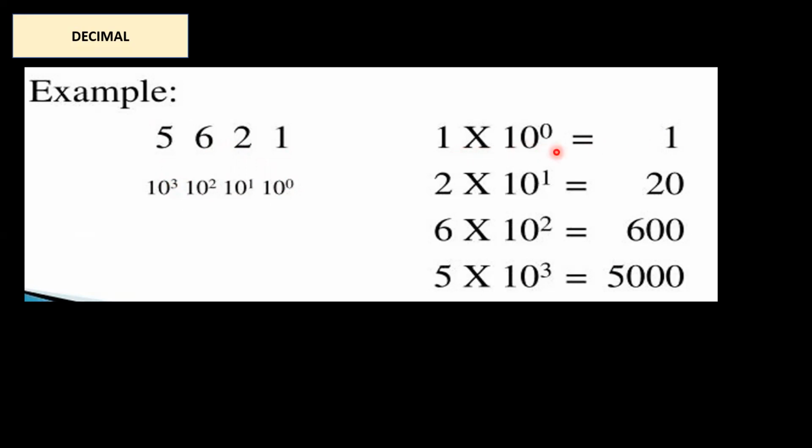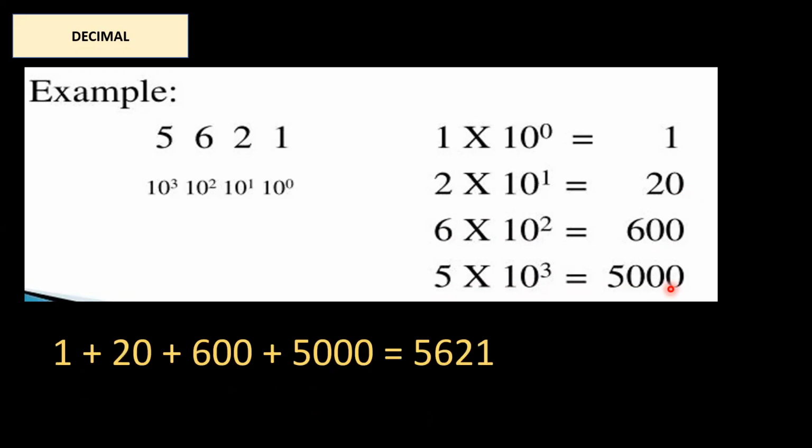So 1 times 1 is 1. Then we have 2 times 10, which is 20. Then 6 times 100, which is 600. And the last one is 5 times 1,000, which is 5,000. And if we add all of these products, we get 5,621, which is our given number.